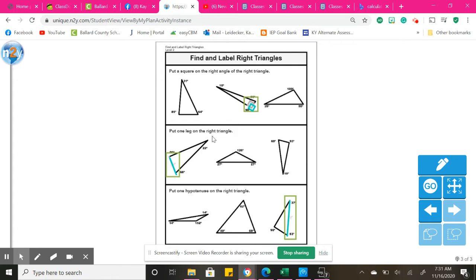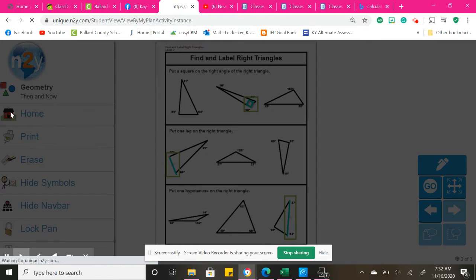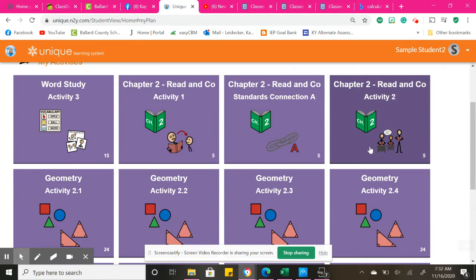Well, this one you just match up your labels with. So put a square on the right angle of the right triangle. So you see this triangle here, and you're going to put this right triangle on the 90-degree angle and complete the rest for the leg of the right triangle and the hypotenuse. The hypotenuse is across from the right angle. So that completes your first geometry box.